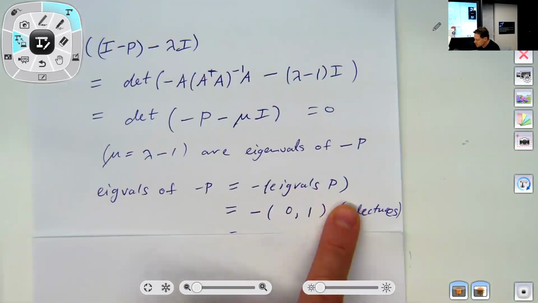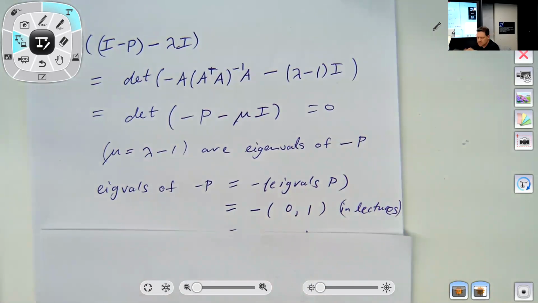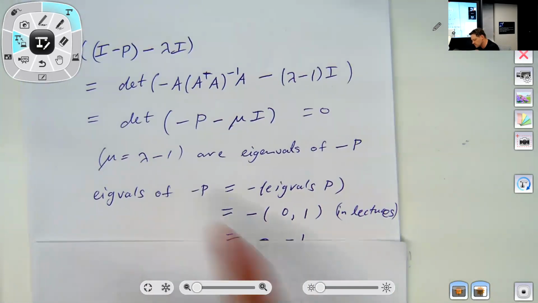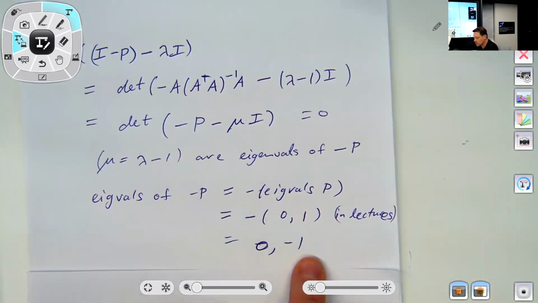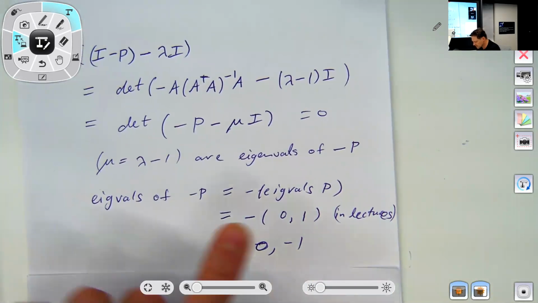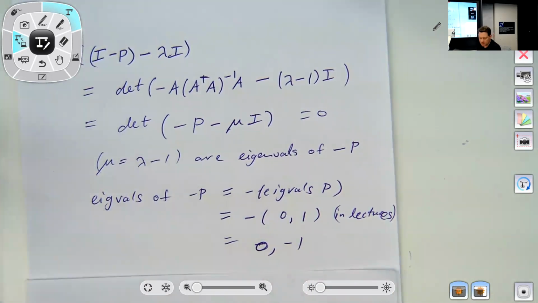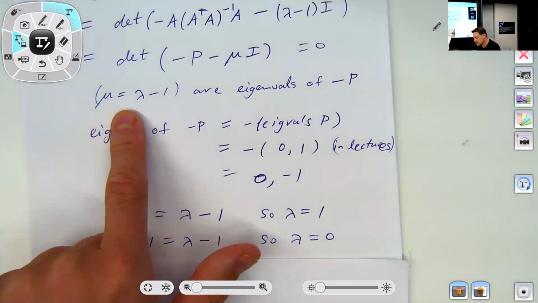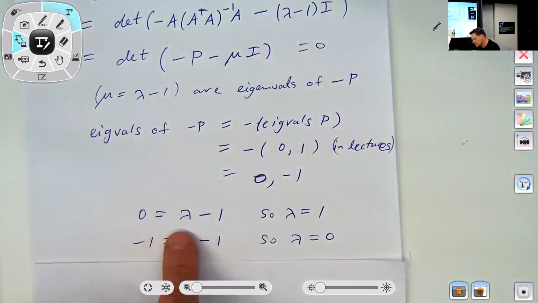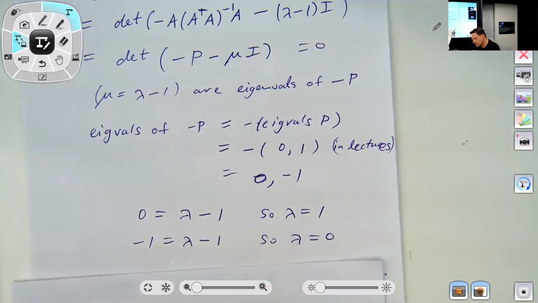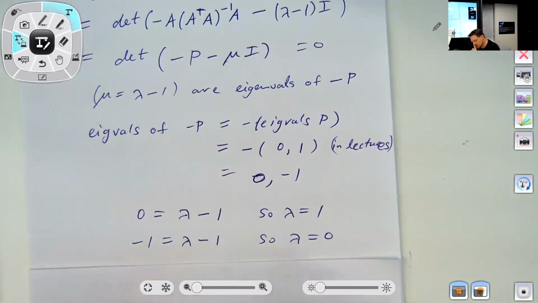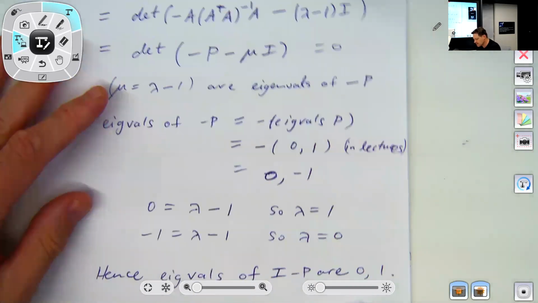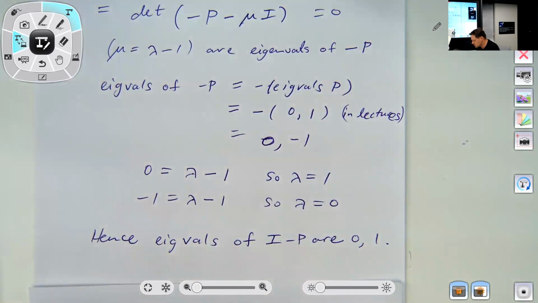And since in lectures you have calculated that the eigenvalues of P are 0 and 1, we just have the minus of these as the eigenvalues of minus P, and so that's 0 and minus 1. Okay, so in other words, the values of mu are 0 and minus 1. So then, solving this equation for lambda, we've got 0 equals lambda minus 1, and solving gives lambda is 1, and then minus 1 is lambda minus 1, so that gives us lambda 0. So in other words, the eigenvalues of I minus P are 0 and 1.